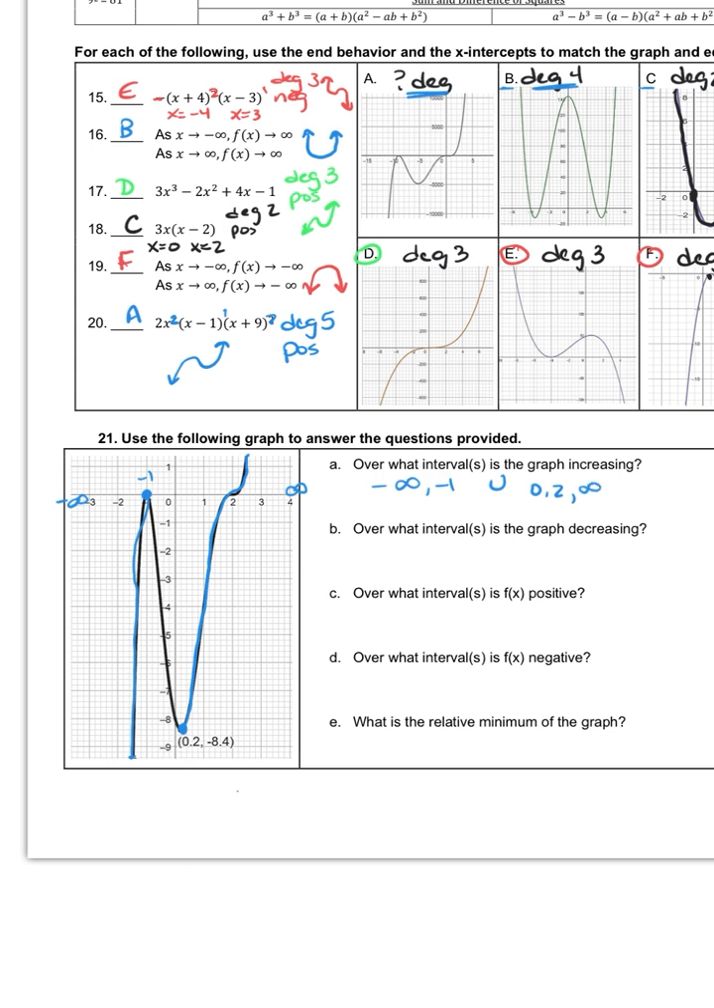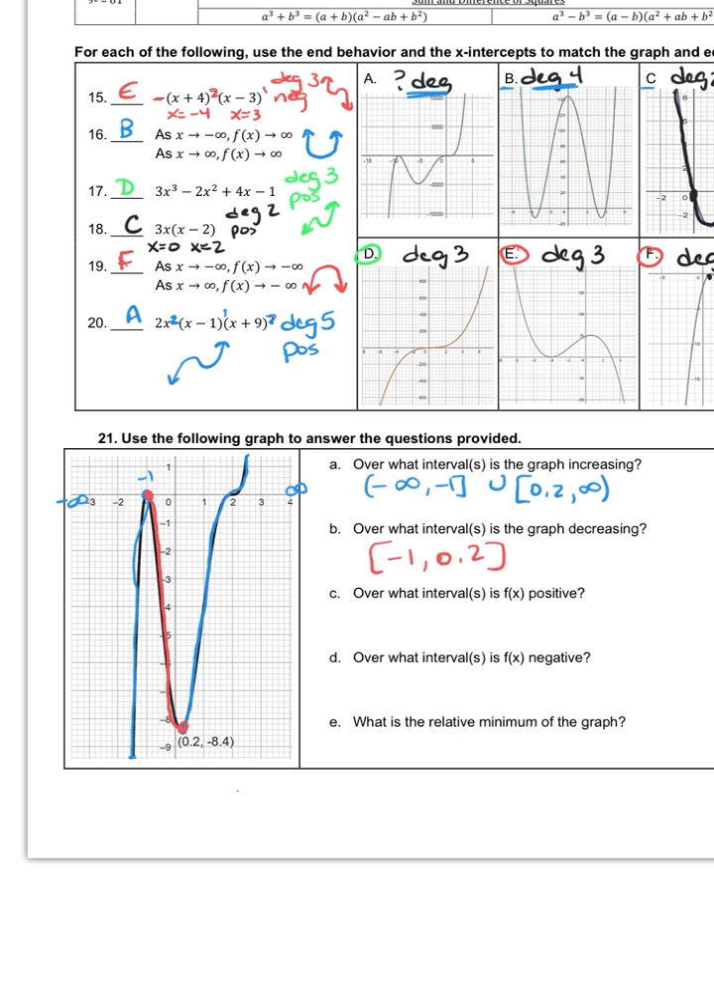to positive infinity. And we're not going to be too picky about the parentheses and the brackets, but technically this should be a parenthesis and this should be a bracket, like that. On the test, it's all parentheses, so you just kind of got to take it for what it's worth. Okay? Over what intervals is it decreasing? So now it's going from -1 to 0.2 down. So -1 to 0.2. And that's the only interval where it's decreasing.